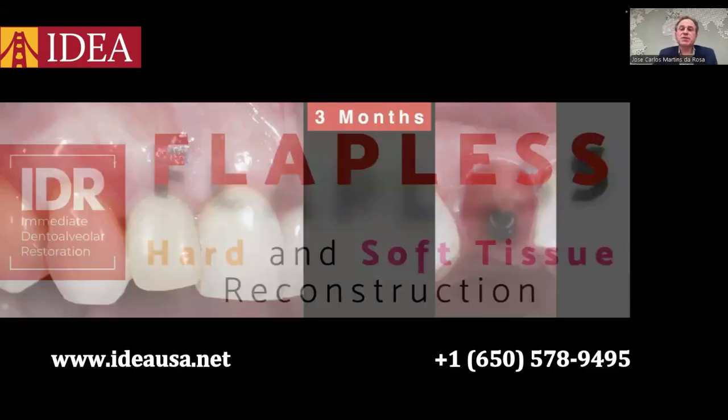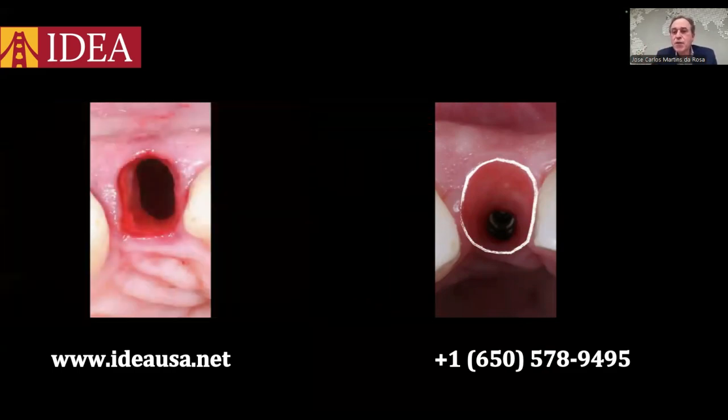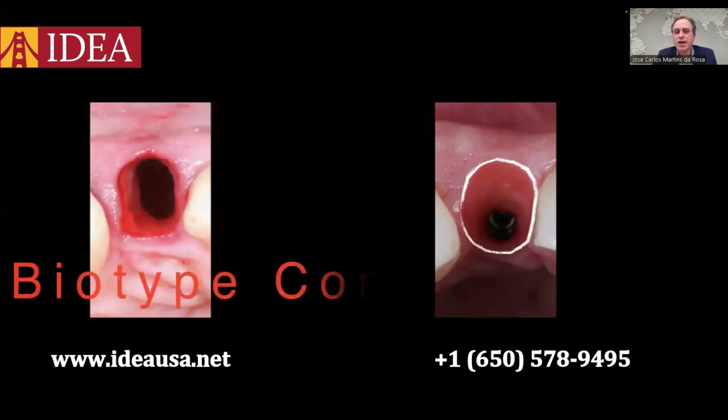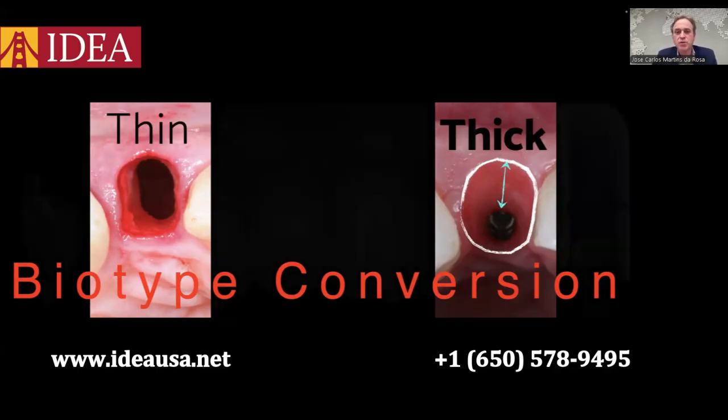So after 3 months, after hard and soft tissue had healed, you see here a very nice peri-implant tissue around number 7. And here you see a very nice thickness of this peri-implant tissue. And here is one example of biotype conversion. We started with a thin periodontal biotype, and now you can see a very thick periodontal biotype.